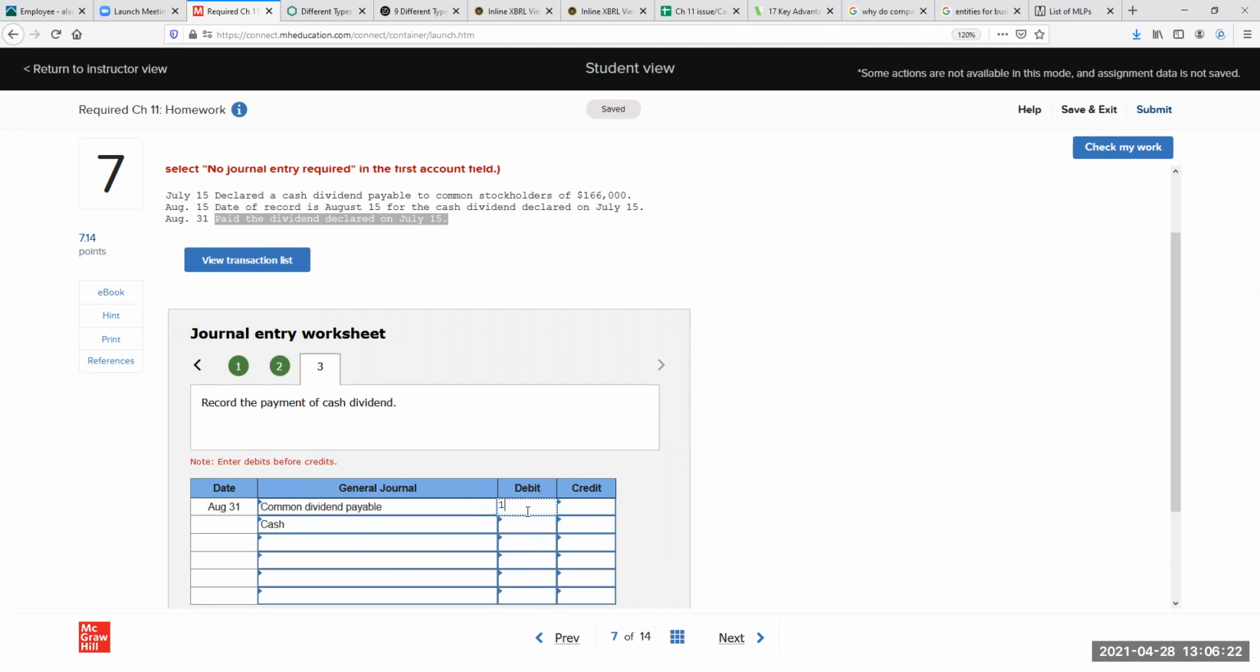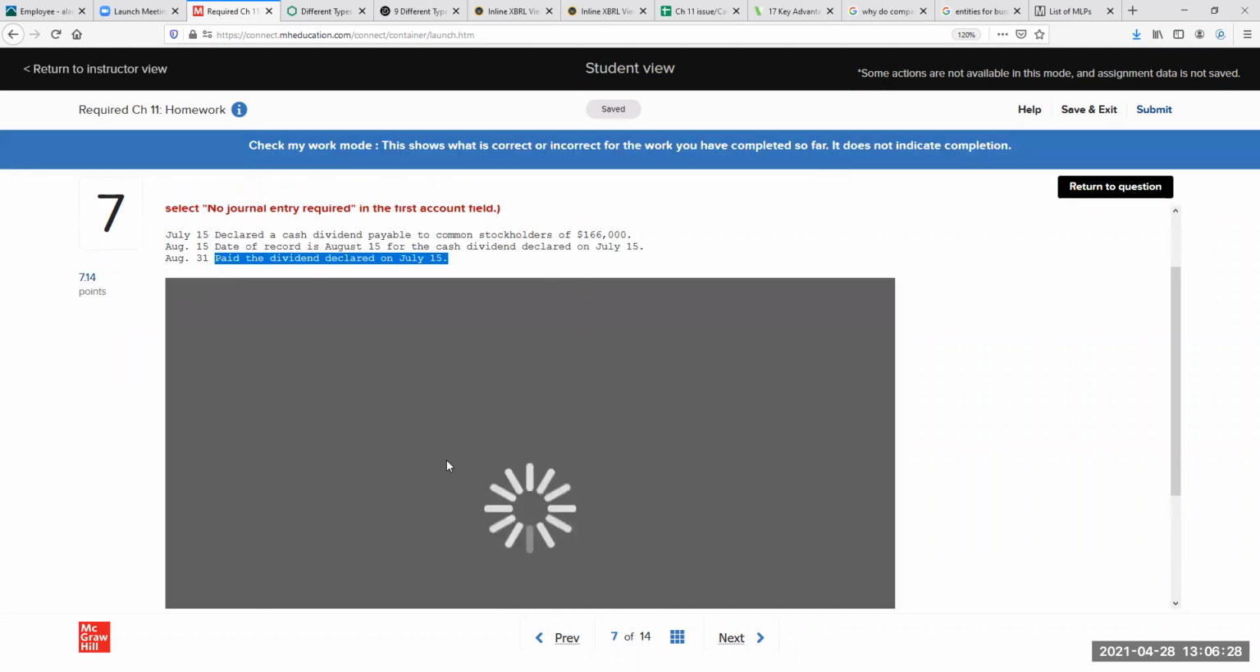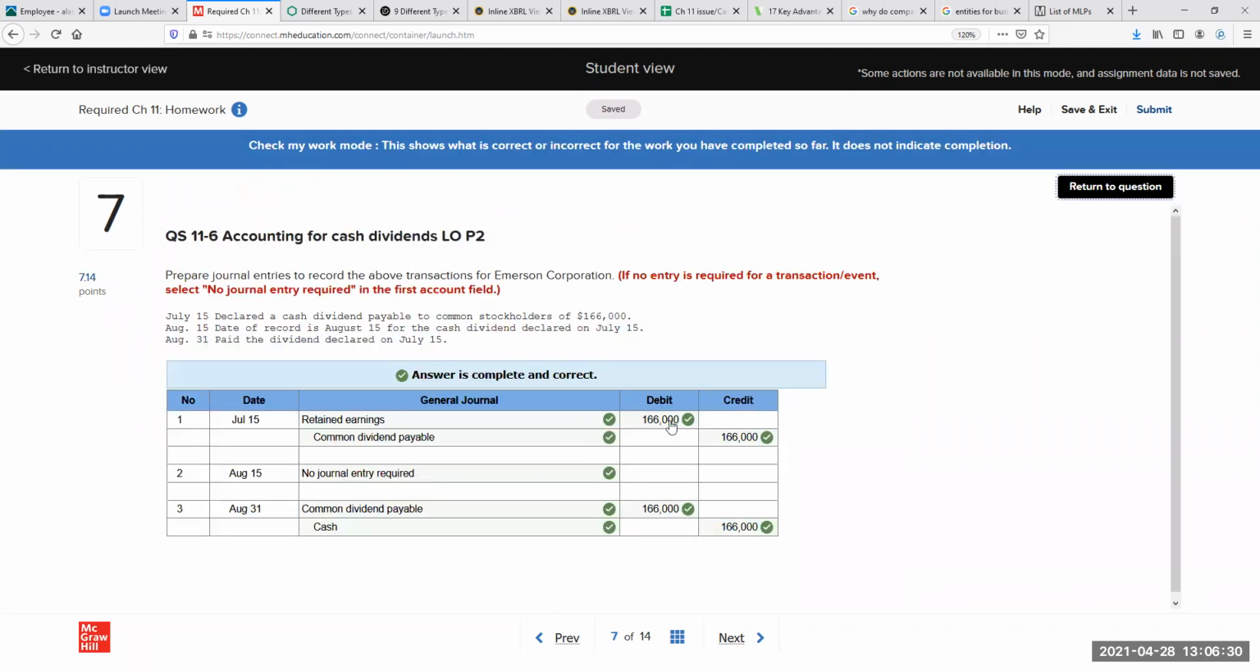It might have been a tough year for some companies. And this is going to be the 166. Let's see how we did here. There you go. We declare it. There's no journal entry. And then we give the people the money here. It gives us a month to see who owns the millions or billions of shares, and then we give it to them then.